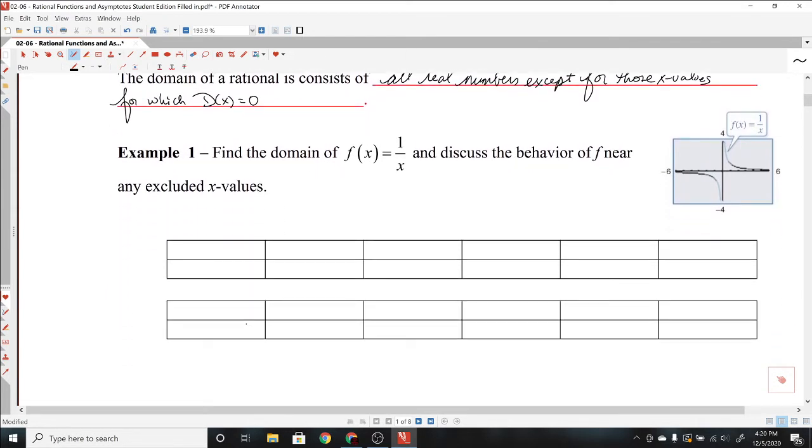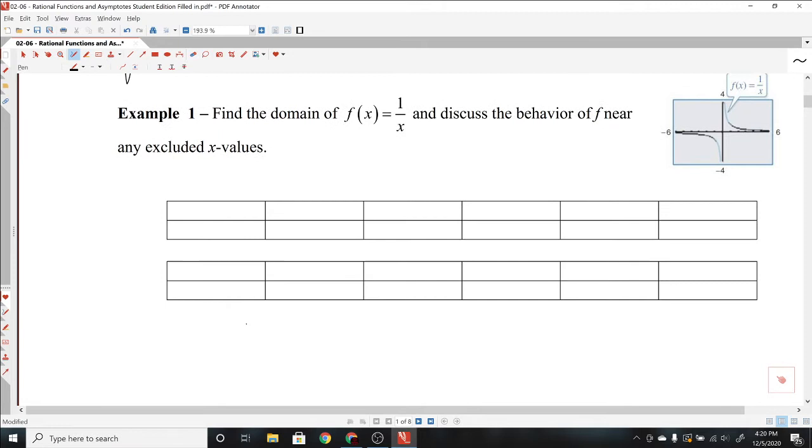Example one, find the domain of f of x equals 1 over x and discuss the behavior of f near any excluded x values. So this is kind of an important problem, and it comes up quite a few different places. The idea that whatever numbers we throw out of the domain become what we call excluded values, and what happens near those excluded values is extremely important.